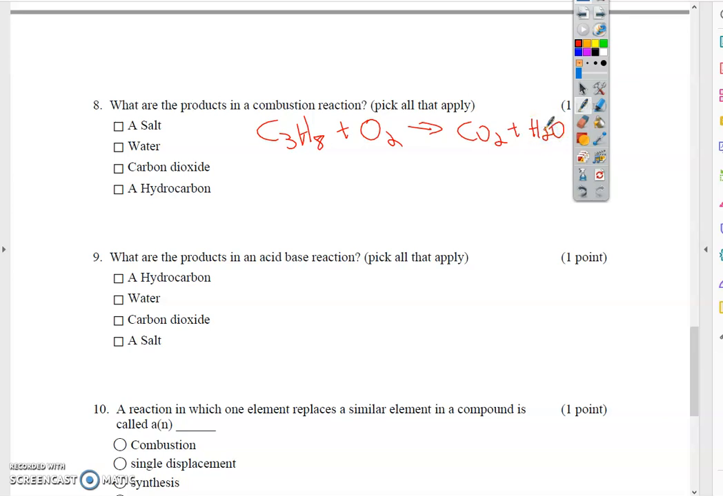The good thing with the combustion reaction is once you realize it's combustion, you don't have to look at oxidation numbers because you are getting these two covalent compounds. So oxidation numbers aren't going to come up. So it's carbon dioxide and water.